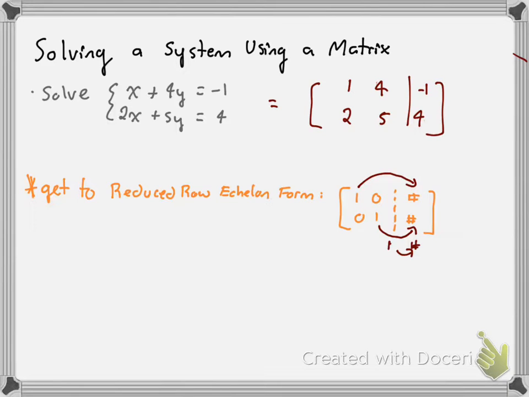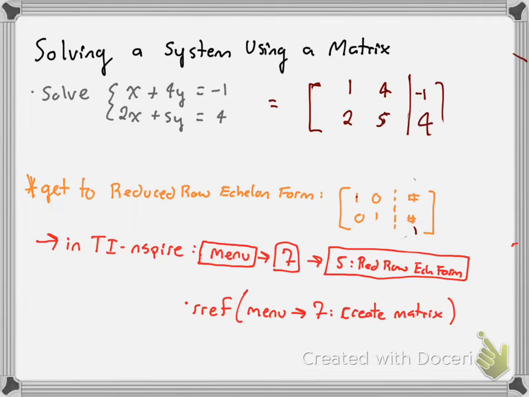Again, there is a way to do this by hand, but our TI Inspire will actually do this whole thing for us. So what we'll want to do to get this into reduced row echelon form is in the TI Inspire, you'll do menu 7, that'll have all your matrix calculations, and you'll press 5. From there, you'll see REF, which means we're going to get this into reduced row echelon form. In the parentheses, we'll press menu 7 again, and then we'll type in our matrix. If we did that and pressed enter, we would get something that looks like this.